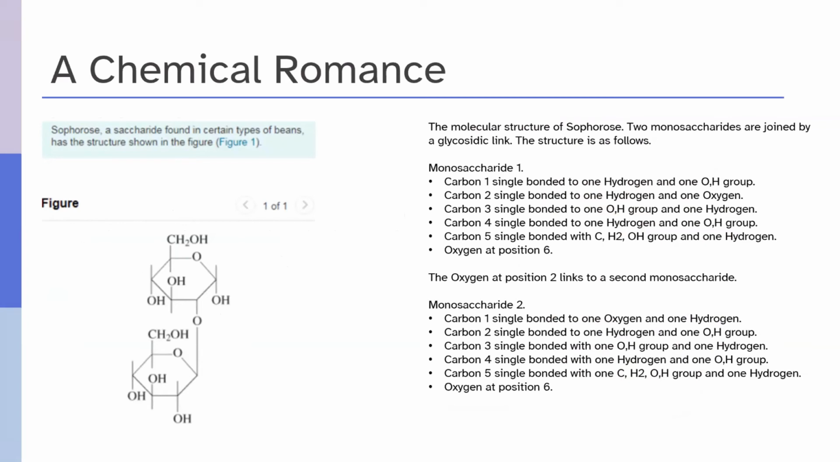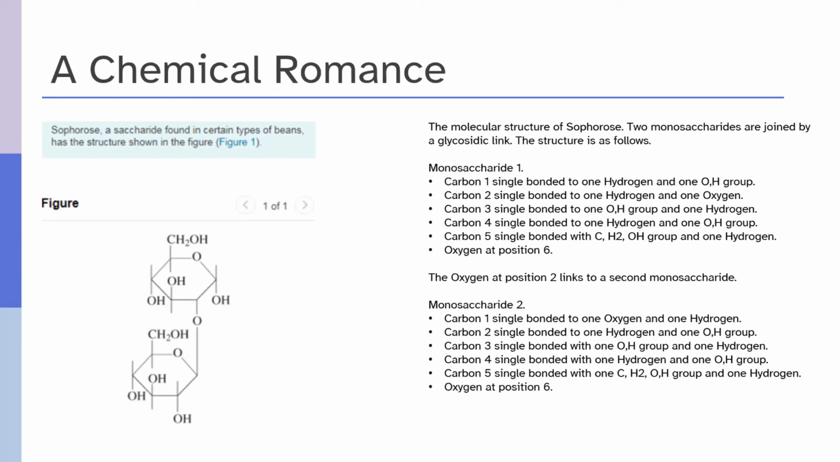So talking a little bit about chemistry. So there on the left-hand side, there is a molecular structure of sophrose, a saccharide found in certain types of beans. It has the structure shown in figure 1. And on the next slide, there's three questions, three multiple choice questions related to this image. So we've done a description of this in terms of the molecular structure of sophrose, which is 2 monosaccharides joined by a glycosidic link. The structure is as follows.